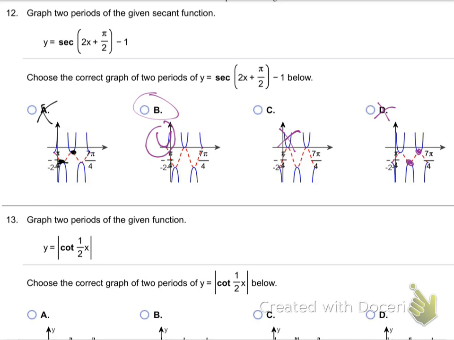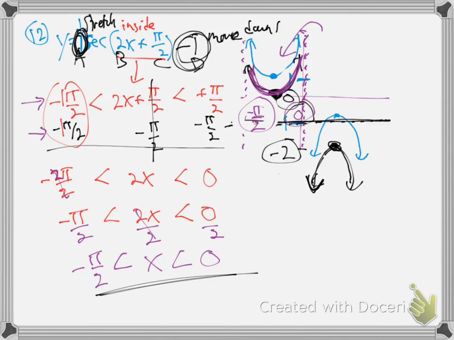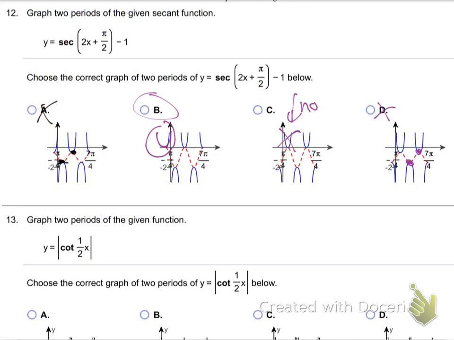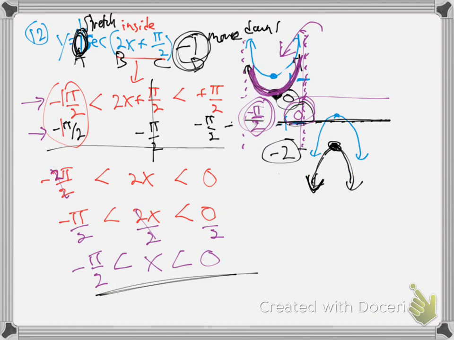Does everybody see that last little distinction I made? See how C has its U-shape to the right of the middle? That U-shape is to the right of the middle. No. The U-shape is supposed to be left of the middle, isn't it? Because that's where the main asymptote lines were, negative pi over 2 up to 0, left of the middle. So the answer is not C, it's B. Even though they're not really showing the one to the left, you can tell it's starting to be there. And this one's to the right, which is correct.